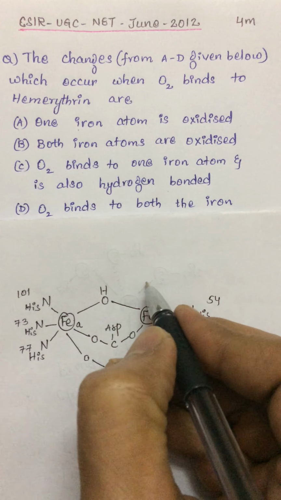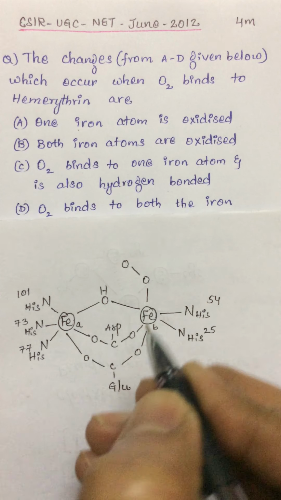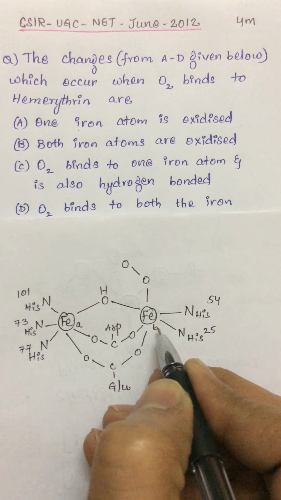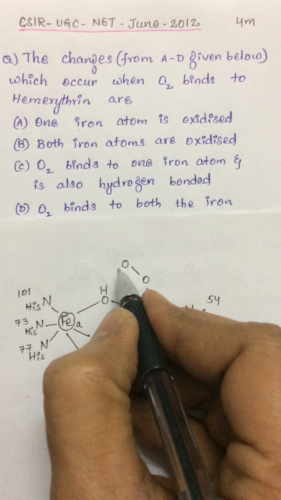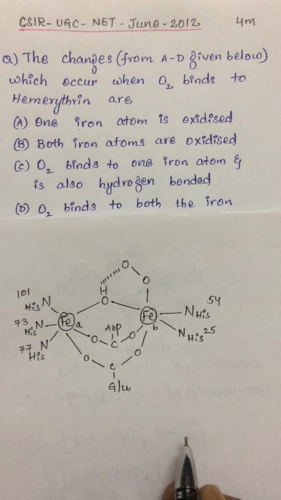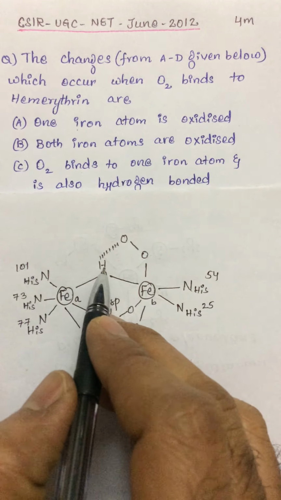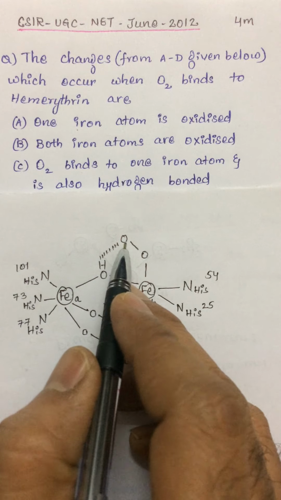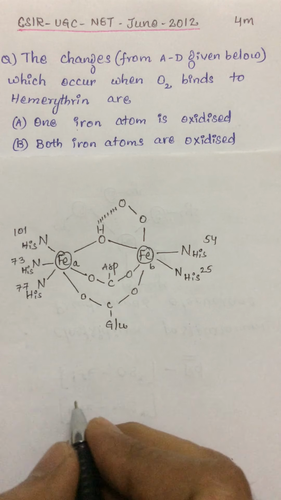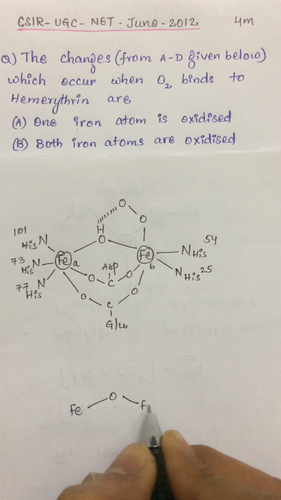So let us draw dioxygen. Now this has bound to iron B. Once it is bound, there is a hydrogen bonding. This hydrogen bonding becomes so strong that this hydrogen will be retained by this peroxide. Let me draw the next structure.